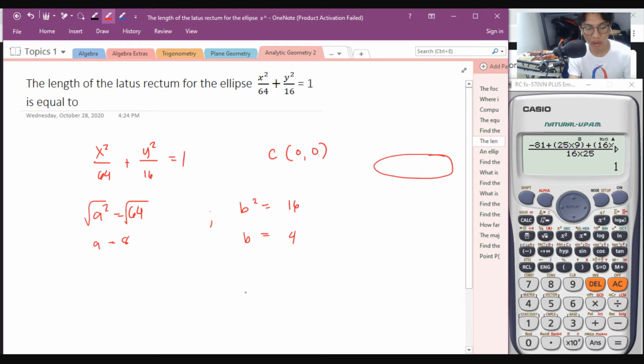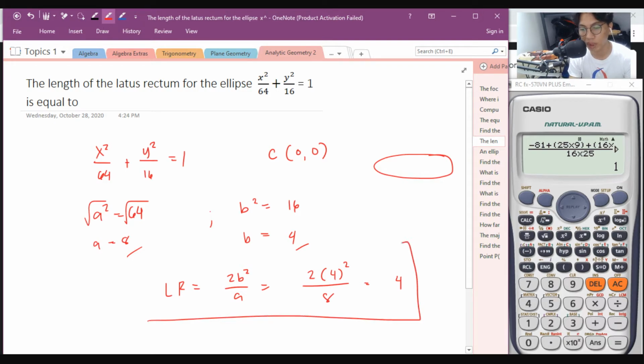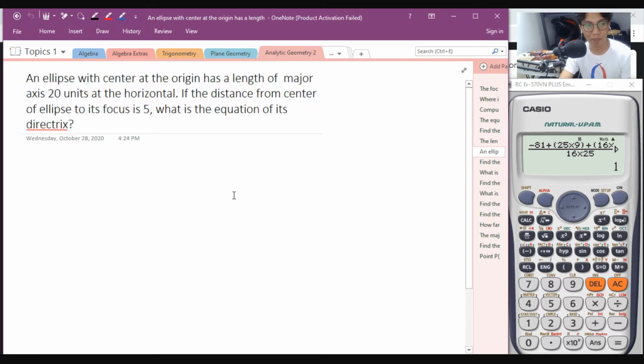Now, the length of the latus rectum, LR, by formula is 2b squared over a. Find the b. Your a is 8. 2 times b squared, 4 squared over 8, equal to 2 times 16 divided by 8. 16 divided by 8 is 2, times 2 equal to 4. Mental math. The length of the latus rectum now is equal to 4. Basic, right? Very basic.